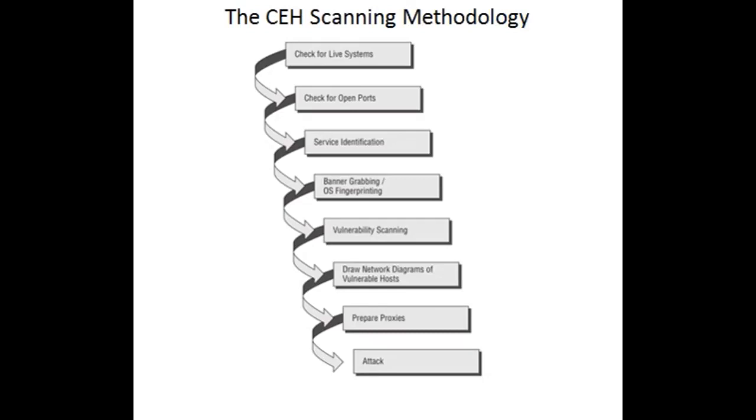Service identification is the third step in the CEH scanning methodology. It's usually performed using the same tools as port scanning. By identifying open ports, a hacker can usually also identify the service associated with the port number.